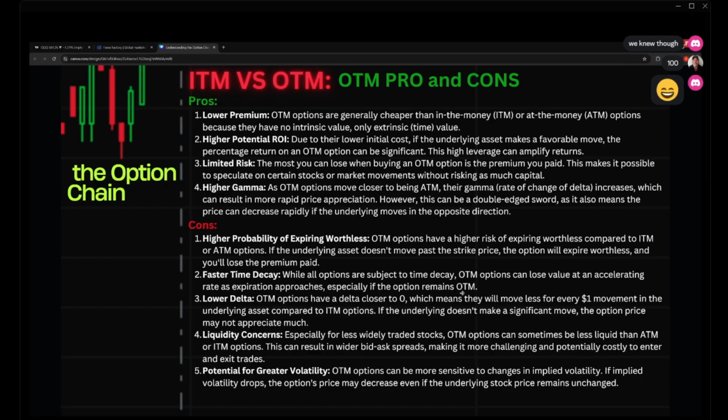I get real quiet. So, cons: higher probability of expiring worthless, which I know some of you have had, your contracts die in your hands, last breath and all. Out of the money options have a higher risk of expiring worthless compared to in the money or at the money contracts. If the underlying asset doesn't move past the strike price, the option will expire worthless. It's important to remember when you are trading these weeklies, because if it expires that day, at the end of the day it's either going to be worth something or it'll be worth nothing at all.